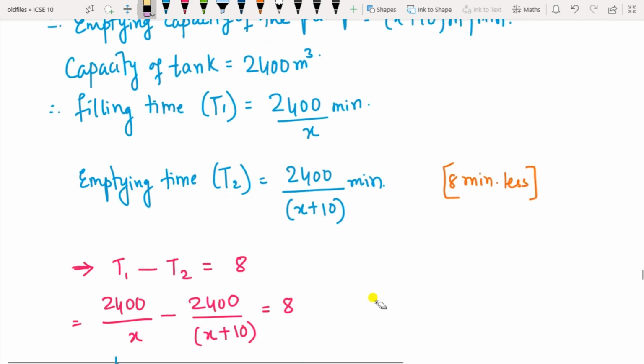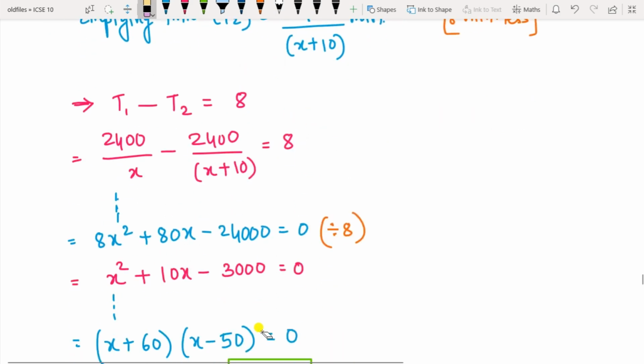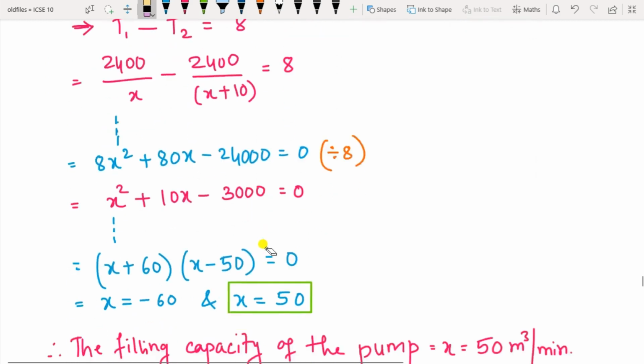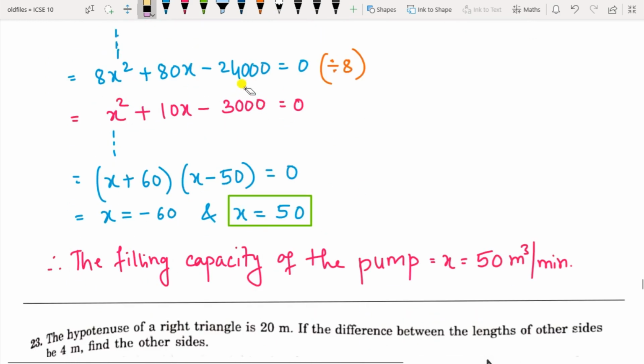Okay, now here it is taking 8 minutes less, so this is smaller and this is bigger, so T1 minus T2 is 8 minutes here, but these times are also in minutes here, so this is in minutes too. Now cross multiplication, we should do cross multiplication, form the quadratic equation, write the factors. You get here x equal to minus 60 and x equal to 50. So the filling capacity of the pump, that is x here, it is 50 meter cube per minute.